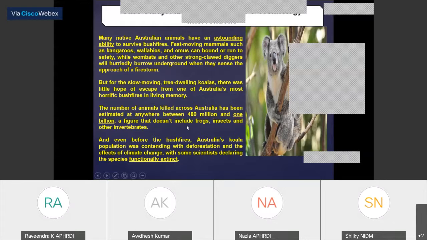And this was a prominent animal of Australia. This cannot run far. It is a slow-moving, tree-dwelling animal, the koala. And in the Australian bushfire, a number of koalas were affected. As per an estimate, the number of animals killed across Australia has been estimated at anywhere between 480 million and 1 billion, a figure that does not include frogs, insects, and other invertebrates. So it was a great devastation in that area.